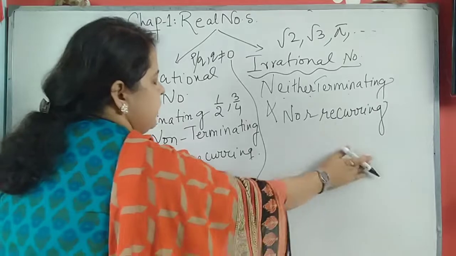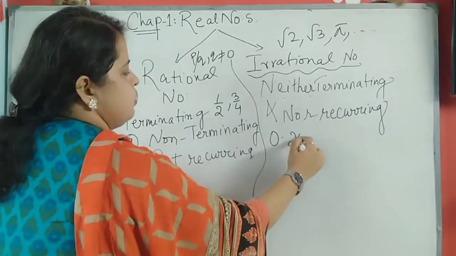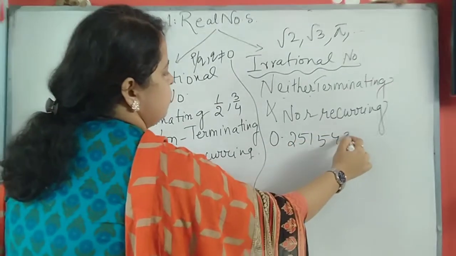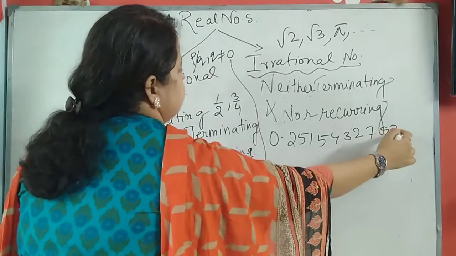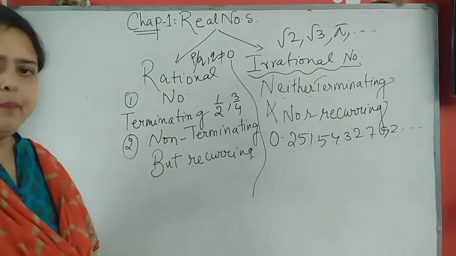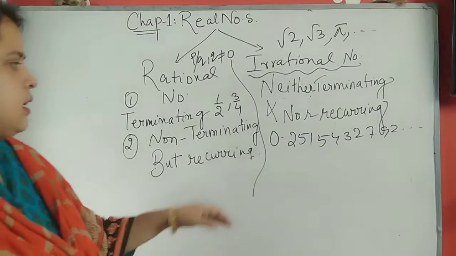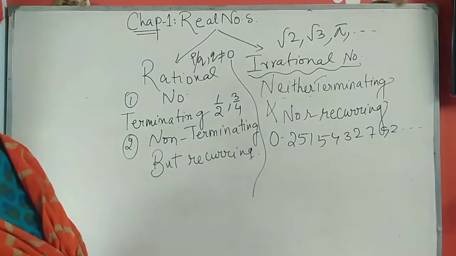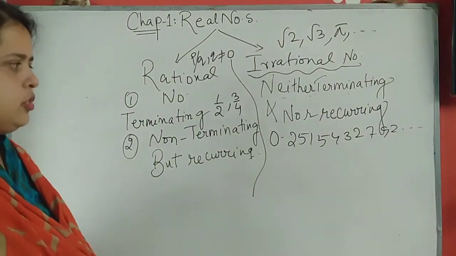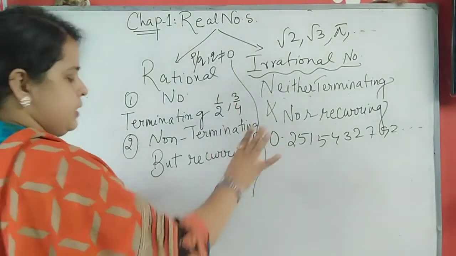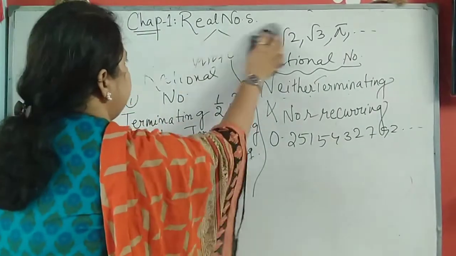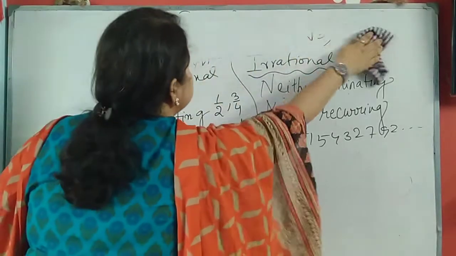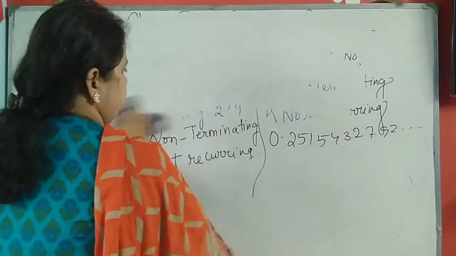Okay, that means you are supposedly getting 2, 5, 1, 5, 4, 3, 2, 7, 9, 2. So do you find a pattern? No, it is continuously moving like this. I am not getting a pattern here. Understood, children? So keep this particular theory in your mind and answer me a very quick question.